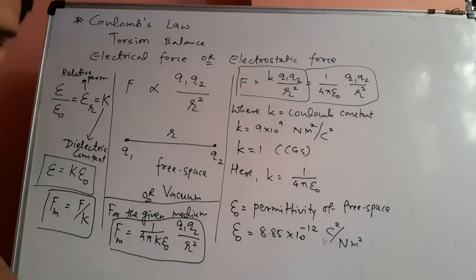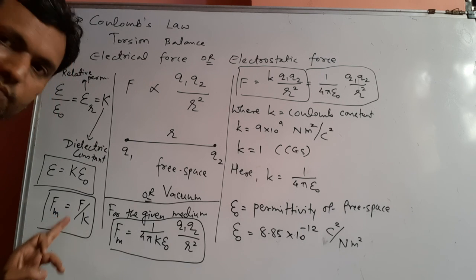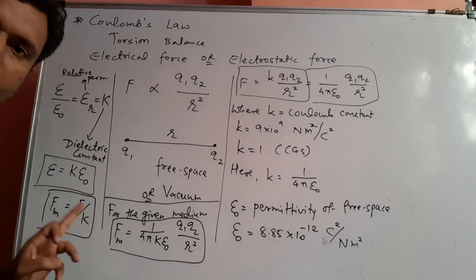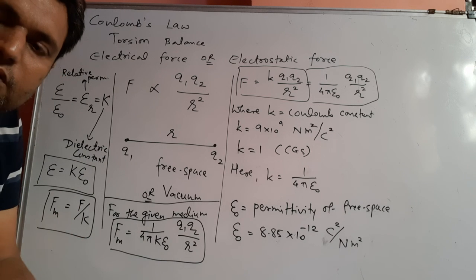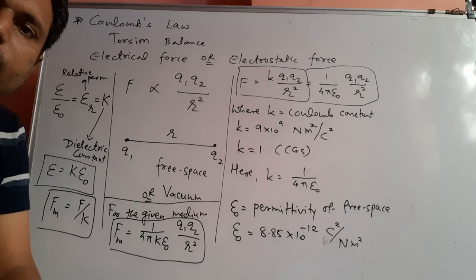So in the given medium, force will be 1 upon K times. Ready? So the force in the given medium between the two stationary charges is 1 upon K times the force in the free space between the two stationary charges. So this is the basic information about Coulomb's law.